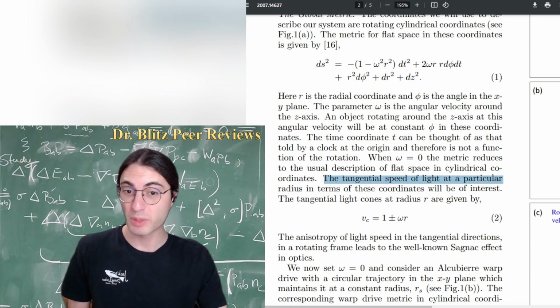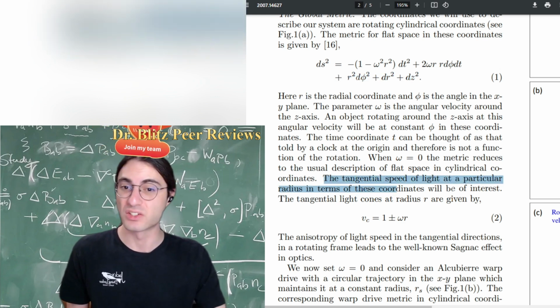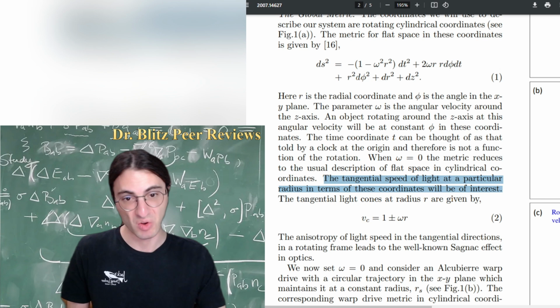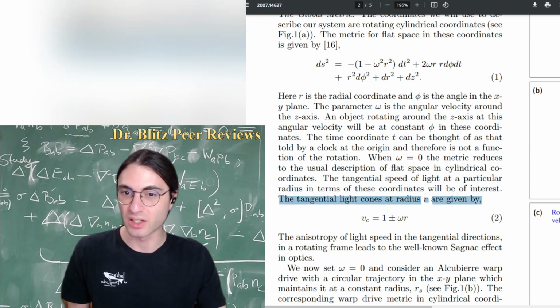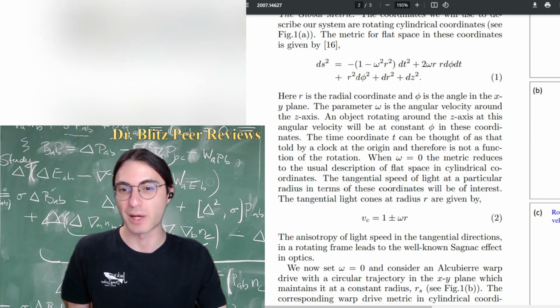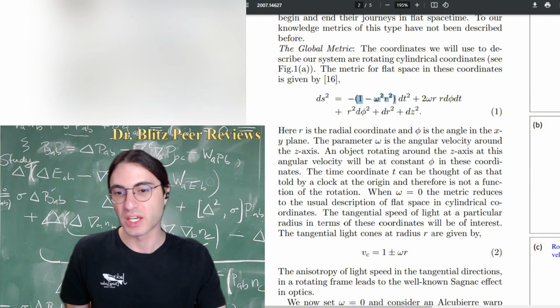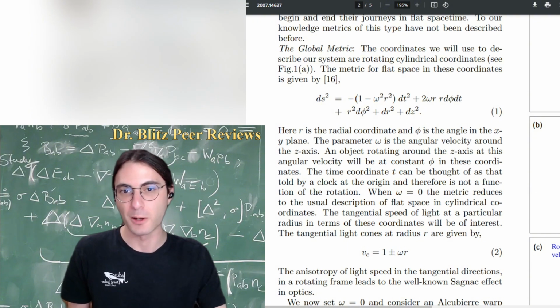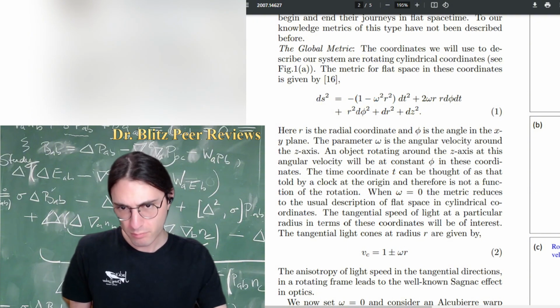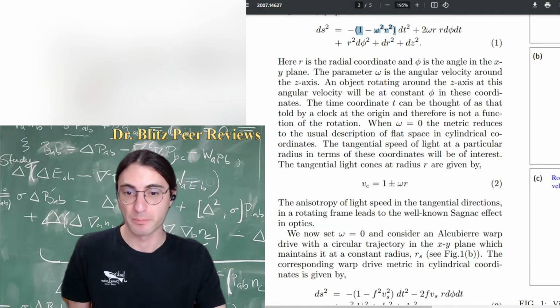The tangential speed of light at a particular radius in terms of these coordinates will be of interest. Okay, that's a good point. The tangential light cone at a radius r is given by vc as 1 plus or minus omega r. And that checks out, because if you plug in 1 plus or minus omega r, you'll get this term, and you'll get that it's 0.